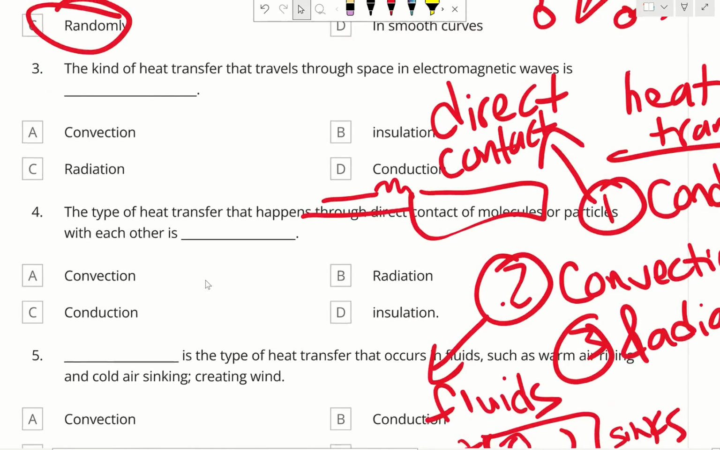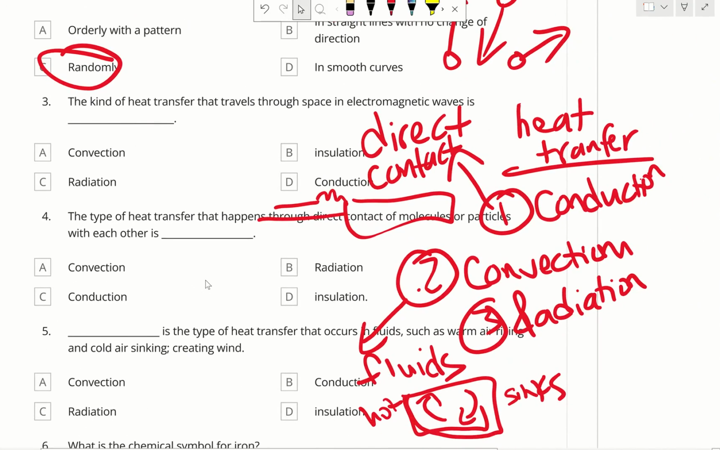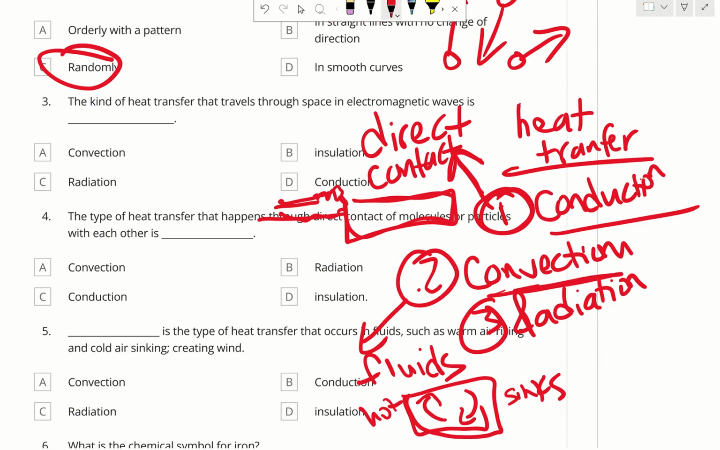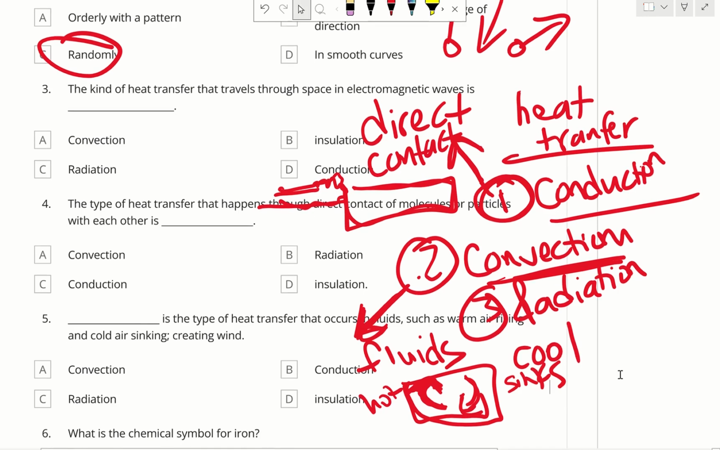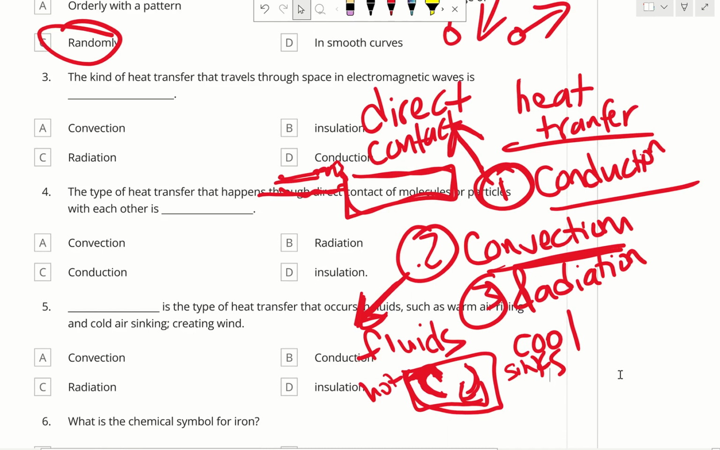Number 3, 4, and 5. There's 3 types of heat transfer. One is conduction. This is when you're touching something, direct contact. So I'm touching a metal rod that's hot. Number 2, convection. Convection just means the heat transfer in fluids. So in the water or in the air, gas particles, the hot air or the hot fluids rise, and the cool water or air sinks.